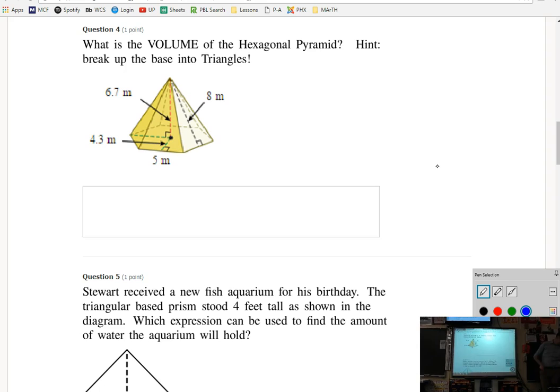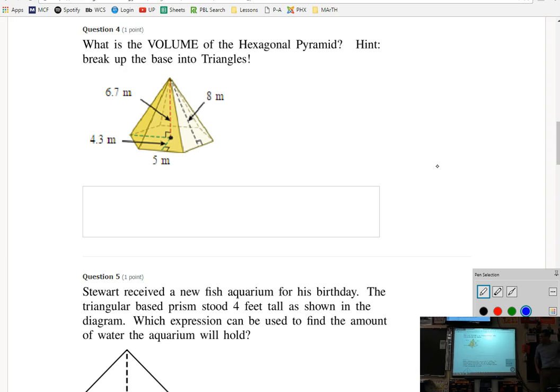Izzy, I'm going to kind of pick on you a little bit. If I have a pyramid like this, what's the first step that you're thinking in your head? Like, oh, I need to do this before I can start. Yeah, my hexagon at the bottom needs to be divided into triangles.